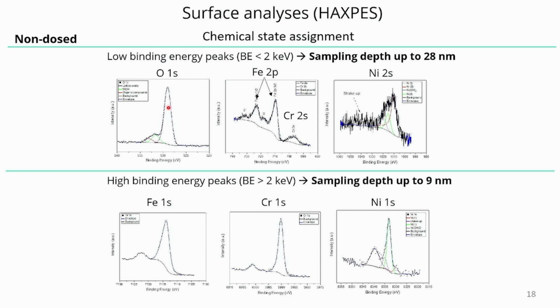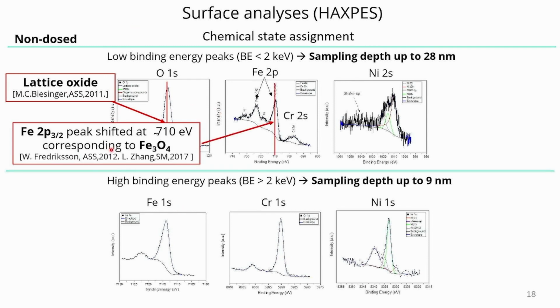By extracting the high-resolution peaks from the survey scan, it's possible to assign chemical states, but also calculate atomic concentration of the elements. Here are the high-resolution peaks for the non-dose sample, and we divided it into low binding energy peaks at the top and high binding energy peaks at the bottom. So the main peak of the oxygen corresponds to lattice oxide, confirming that we have an oxide layer on the top. And then we found magnetite presence here.